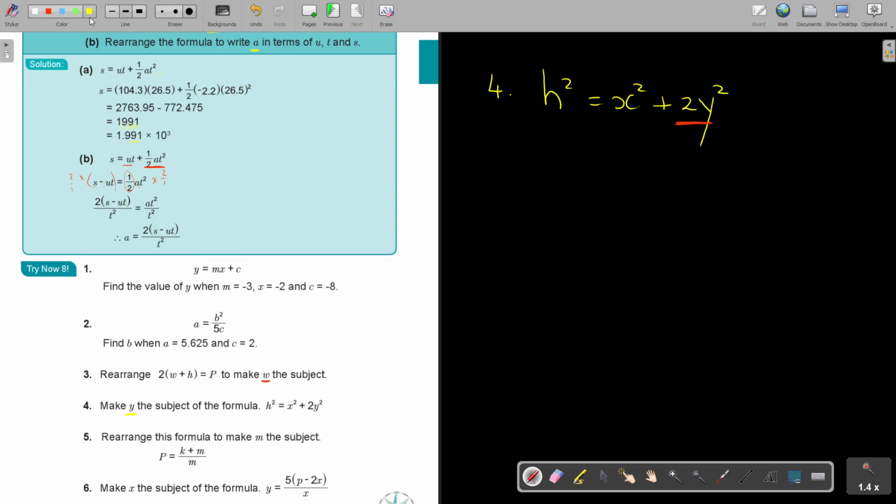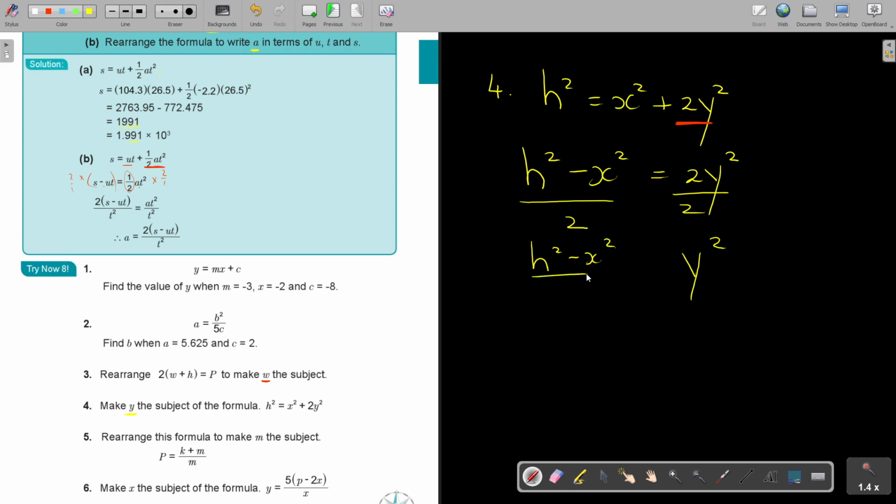So first get that term alone. So it's h squared minus x squared equals 2y squared. Okay, so basically, then I'm just going to divide by 2 and I divide by 2. Then I basically get y squared. I will show you now: y squared equals h squared minus x squared over 2.